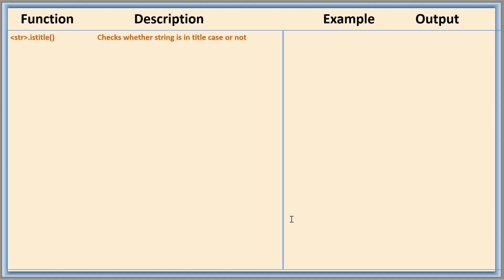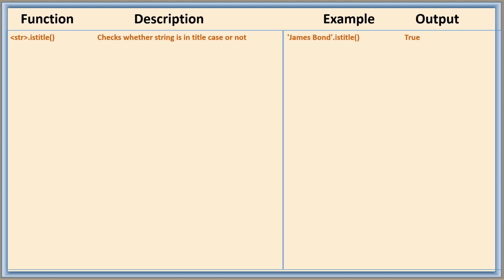String dot is title. This will check whether the given string is in title case. That means the first letter of every word is supposed to be in capital in title case. It is going to check that. If it is correct, then it will return true. For example, James Bond. You can notice that J and B both are capital letters, so it will give true as the result.